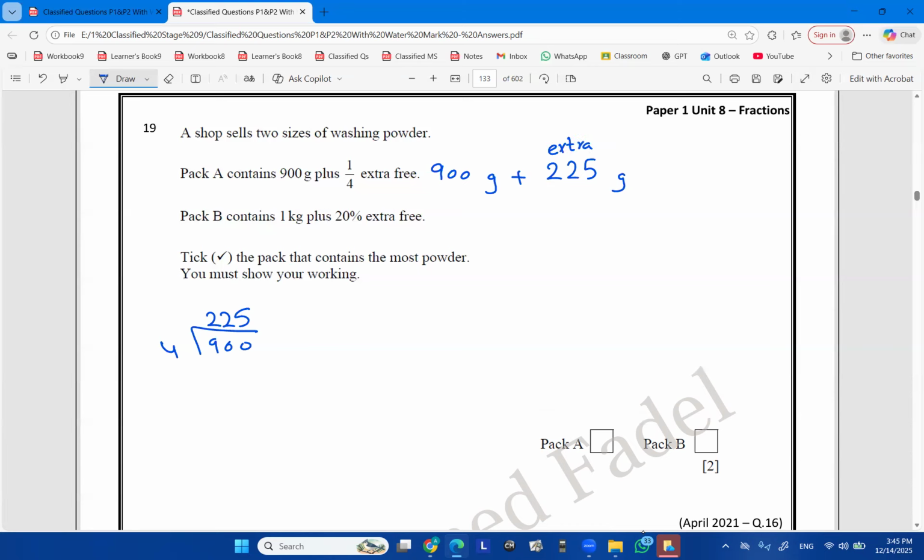Here, pack B contains 1 kilogram, which is 1,000 grams, plus 20% extra free. 20% of 1,000 is 200 grams. Take the pack that contains the most powder. The most powder is going to be here. Adding them up is going to give me exactly 1,125 grams, while this one here is going to give me 1,200 grams. So the one that contains more powder is pack B.